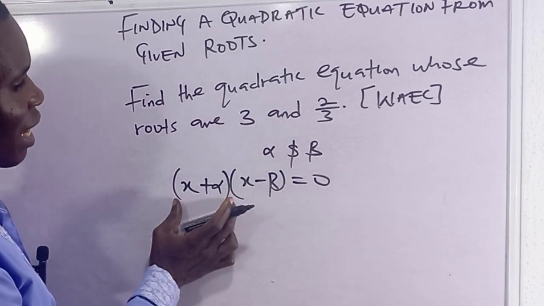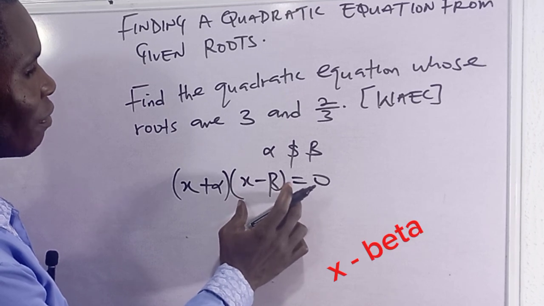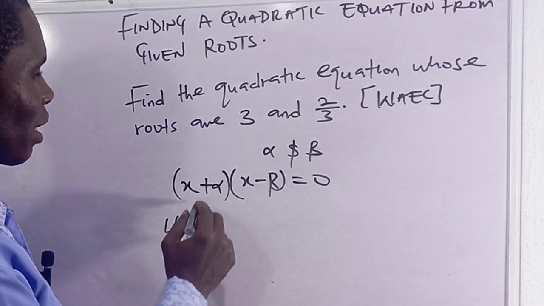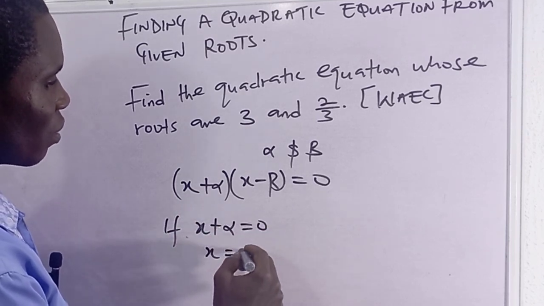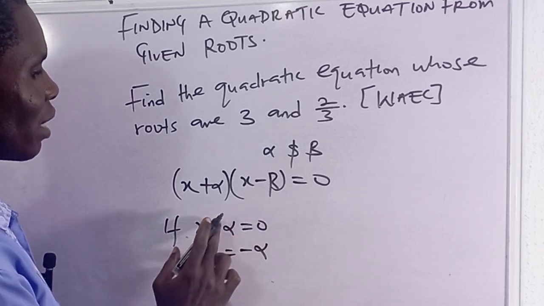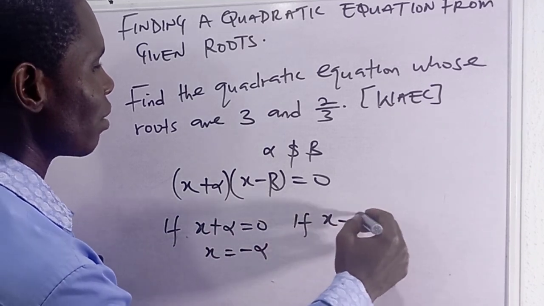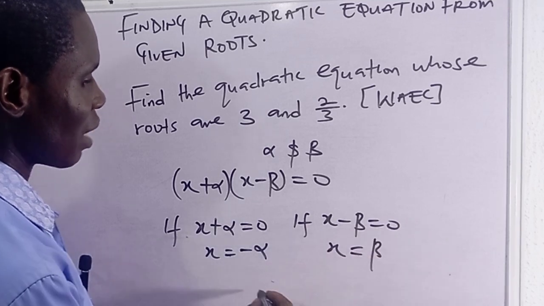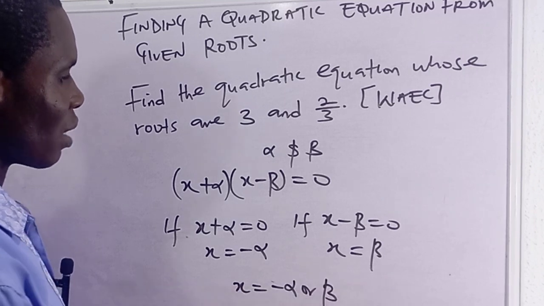So here we say either x plus alpha is equal to 0 or x minus beta is equal to 0, and we say if x plus alpha is equal to 0, x is equal to minus alpha. Taking alpha from the left hand side to the right hand side, it changes from positive to negative. And if x minus beta is equal to 0, x is equal to beta, and we conclude that x is equal to minus alpha or beta.